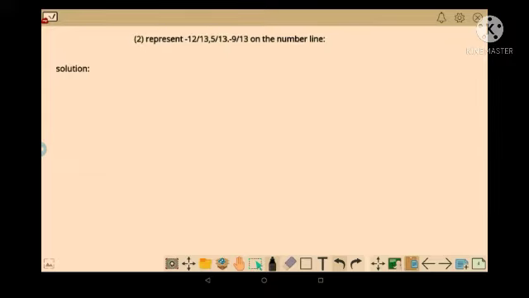Now here in the second sum, they said to represent 3 types of numbers. In that there are 2 negative numbers and 1 positive number. So we need to represent all the numbers, and it is easier because we have the same denominators for all. You can see here, right? 13, 13 and 13. In the denominators you can see 13, 13 and 13, because on one number line we cannot represent all the numbers unless we have the same denominators; if we have the same denominators we can represent all the numbers, even 3 or 4 numbers.